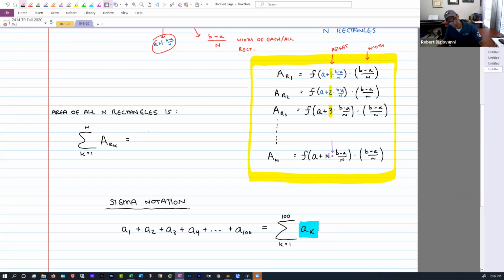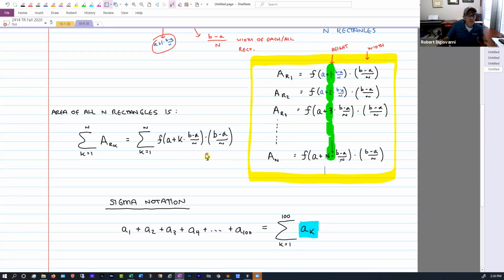But this is just equal to the sum k equals 1 to n of f of a plus k times b minus a over n, times b minus a over n. So what I'm pointing out here and what I'm hoping you're seeing is because this is the only thing that changes in each of these formulas, if I replace everything in green here with the k, then this notation is just me adding up all these things. So if I let k be 1, this becomes f of a plus 1 times b minus a over n times b minus a over n.